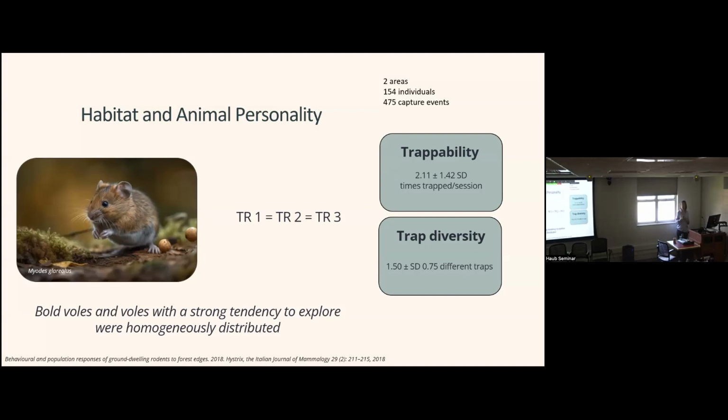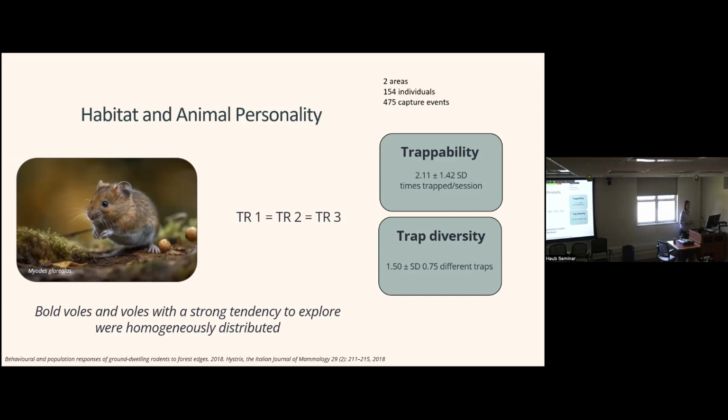And what I expected in my research hypothesis, because of what I just mentioned about small mammals living on the edge, was that bank voles would be bolder on the edge, and they would probably be even more explorative because they need to use 2 different habitats. But that's not what I found. I actually did not find any difference in the level of exploration or boldness of individuals between the 3 transects.